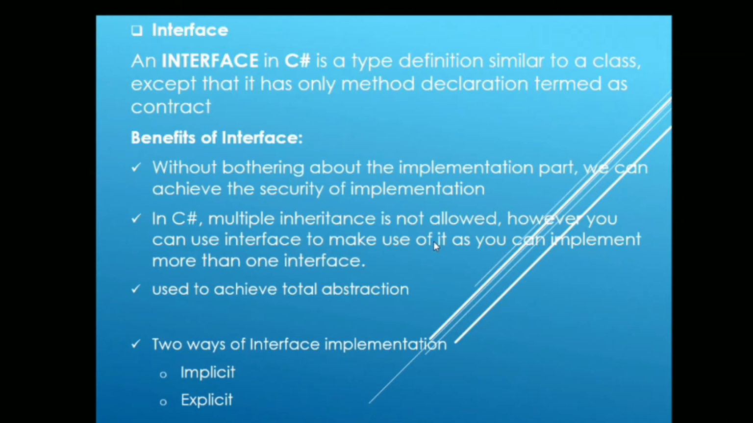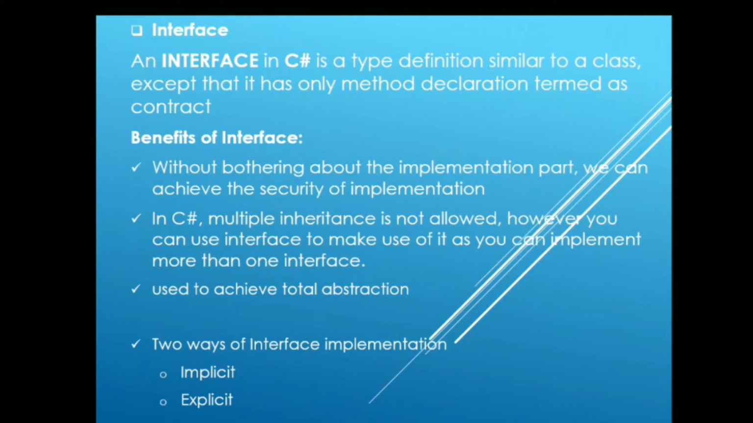In this video, I'll be talking about interface and abstract class. What is an interface? An interface in C# is a type definition similar to a class, except that it has only method declarations, termed as a contract. If so, then what is the benefit of an interface? As of now, just make a note that it is the responsibility of a child class which is inheriting the interface to implement the method definition.